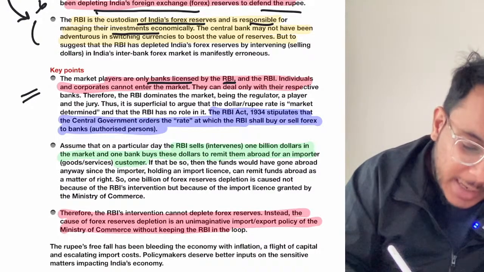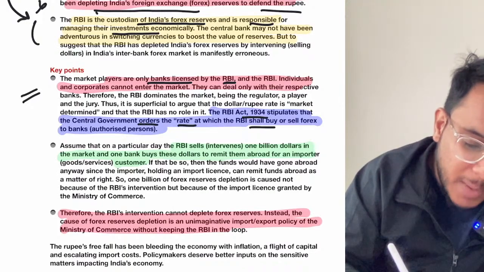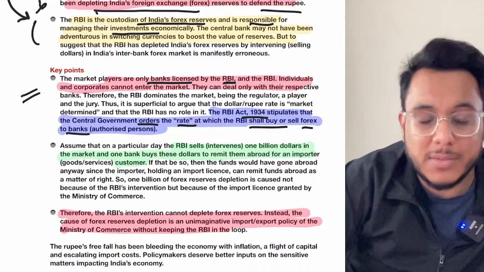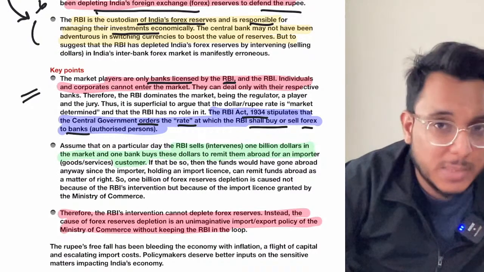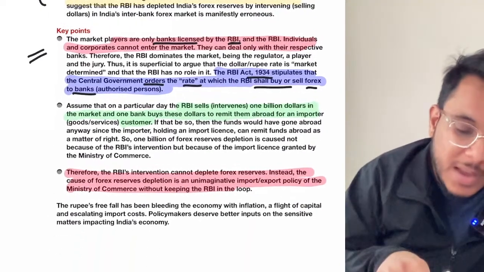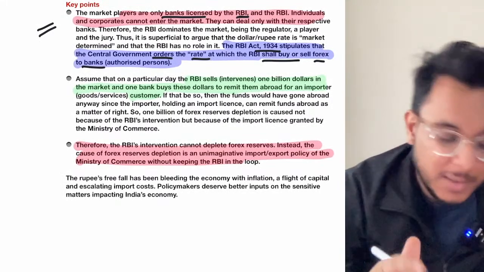Now the RBI Act 1934 stipulates that the central government will order the rate at which RBI shall buy or sell forex to the banks or the person. Okay, so the central government will notify that this price is to be maintained, and that is something that the RBI follows. Now you see, this is being provided to show how this entire mechanism will work.